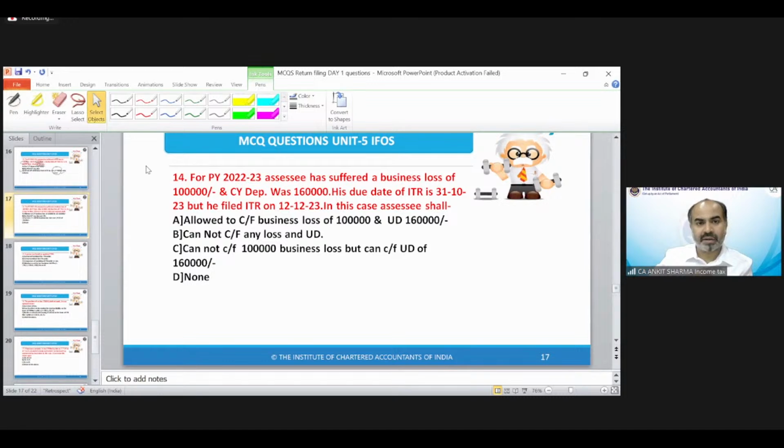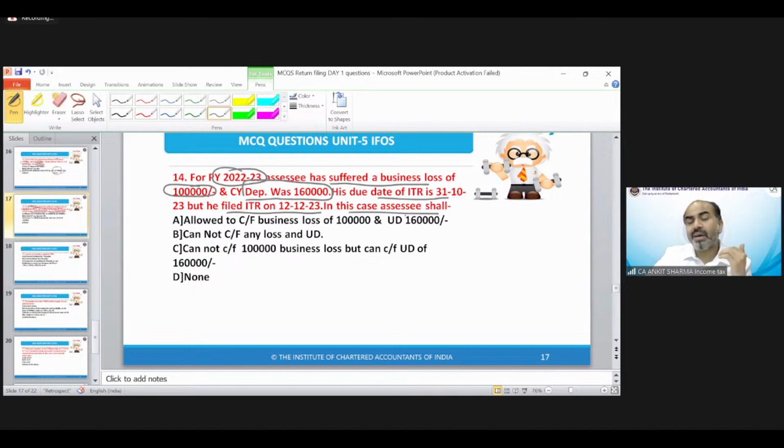Now question number 14, sorry. It says, for previous year 22-23, we are talking about previous year 22-23, the assessee had suffered a business loss of 1 lakh and current year depreciation was 1,60,000. His due date is 31st October 23, but he filed ITR on 12/12/23. In this case, the assessee shall.